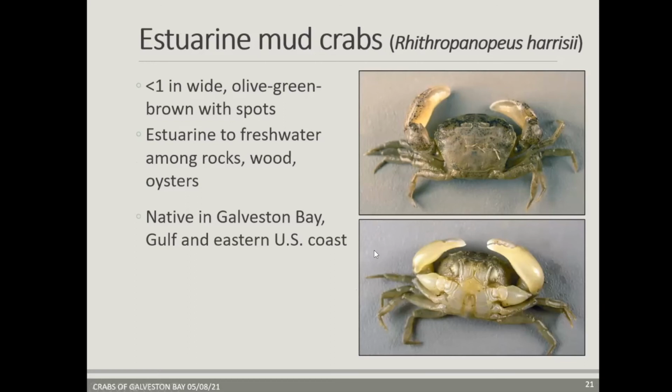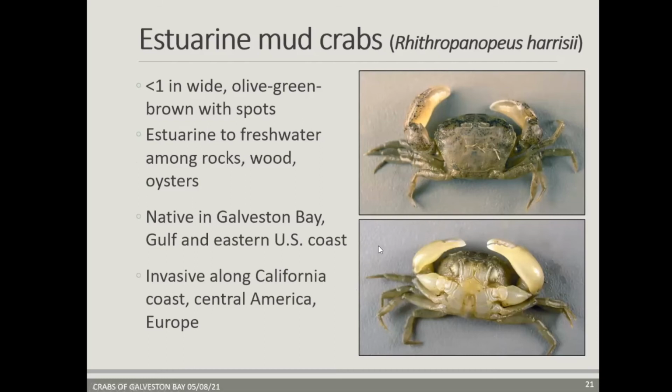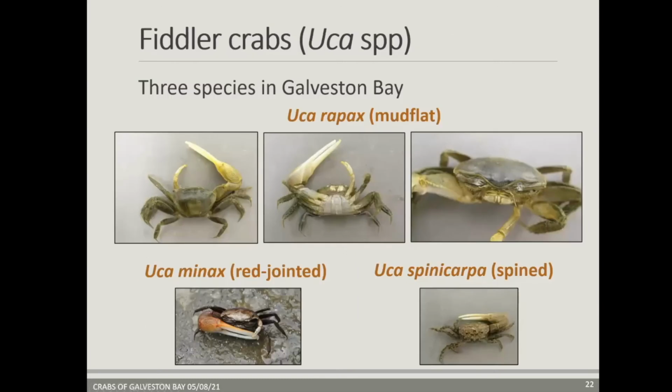They're native in Galveston Bay, the Texas Gulf, and the eastern US coast, but they are invasive all over the world. These little tiny crabs, less than 1 inch, are invasive in California. They're a real problem in California. They're trying to get rid of them in Europe. They're on an extermination path there, but they do fine here, and they're not a problem here.